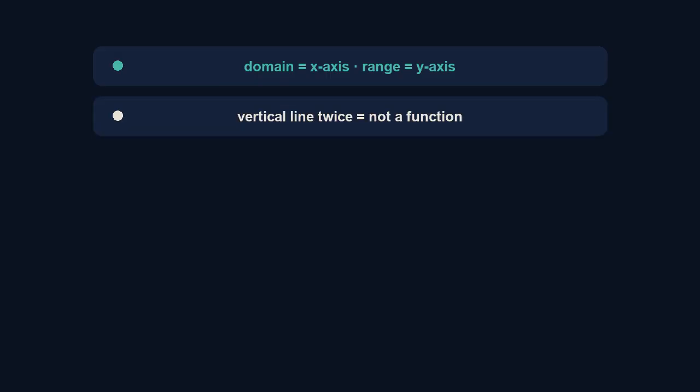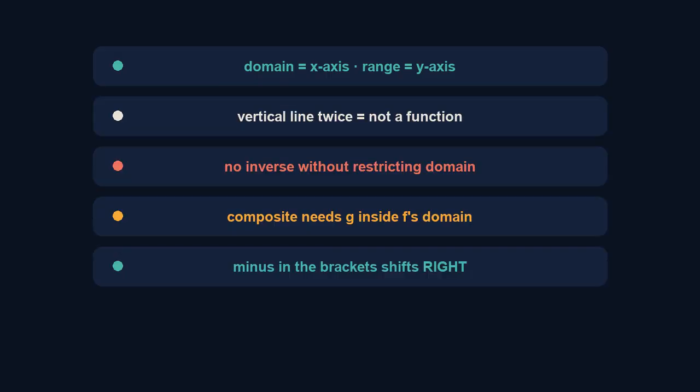So, domain's the x-axis, range is the y-axis. Crossed twice vertically, not a function. Crossed twice horizontally, no inverse without restricting the domain. Composites only exist where the inner function's output is accepted by the outer one. And minus inside the brackets shifts right. That's 9% of your exam, and most of it is just remembering which way is which. Now go get it right.